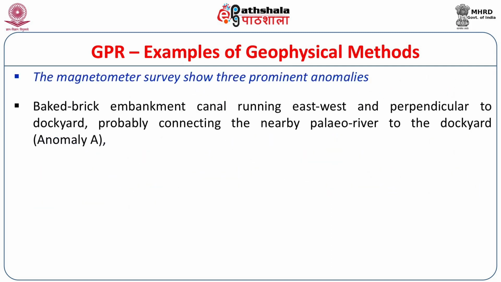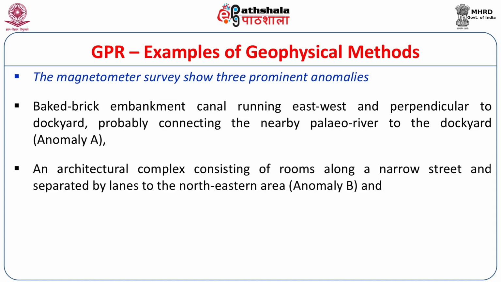So the investigations at Lothal used a magnetometer survey, and it revealed very interesting features. You can see it's a baked brick embankment canal running east to west and perpendicular to the dockyard. So this is a very important evidence that a canal is feeding the dockyard, connecting the Paleo River, and an architectural complex consisting of rooms along a narrow street and separated by lanes.